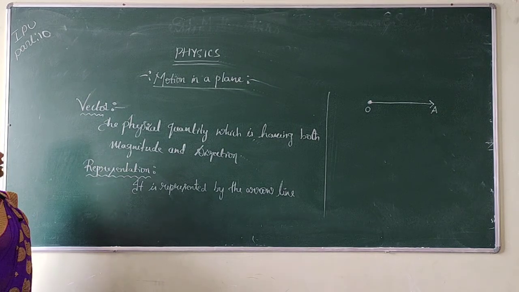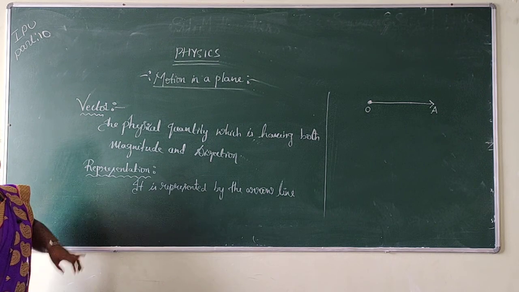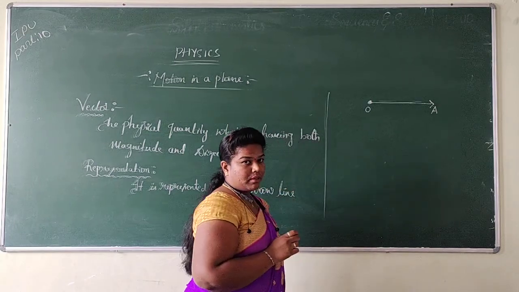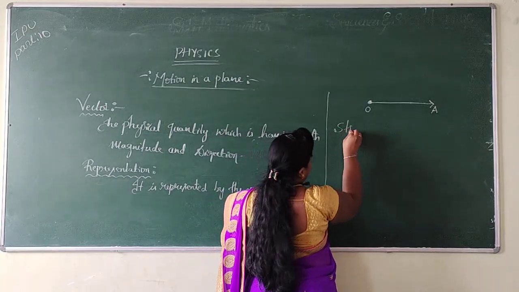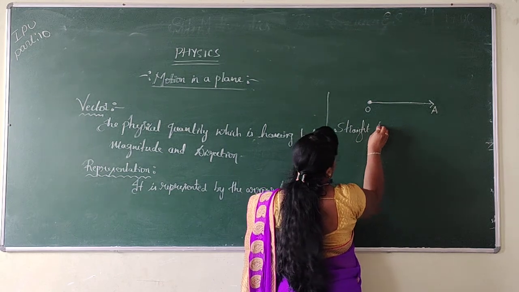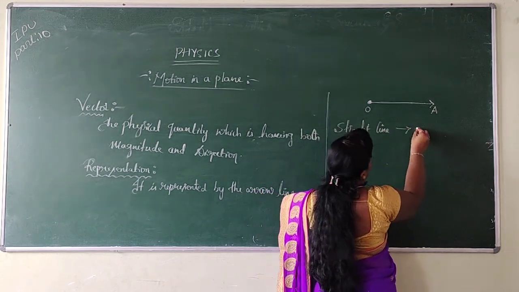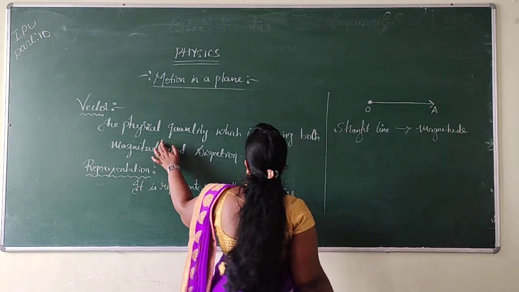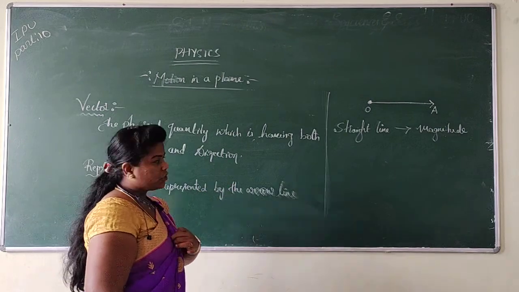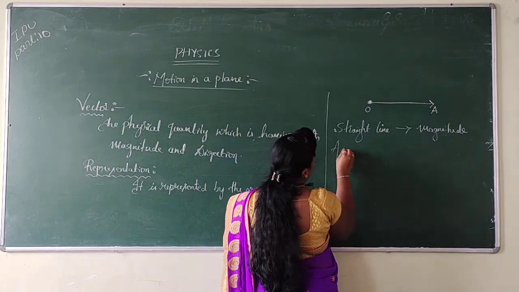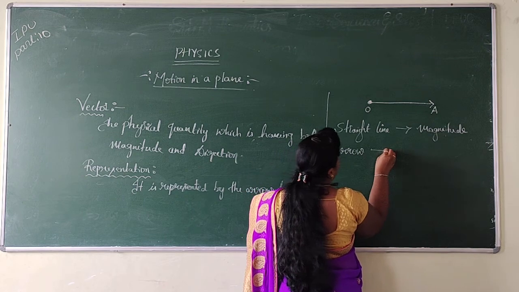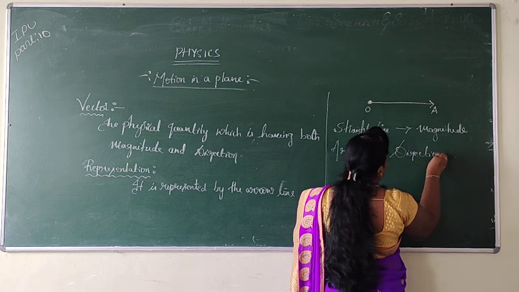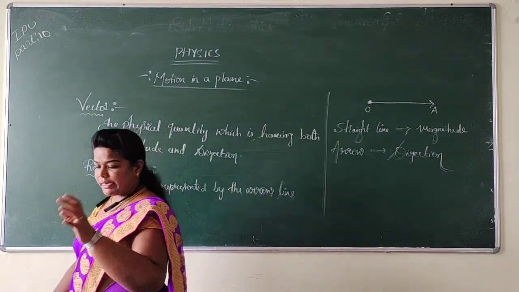In this arrow line, we have a straight line as well as an arrow mark. The straight line gives you the magnitude, because vector quantities have both magnitude and direction, and the arrow mark indicates the direction of the vector quantity.